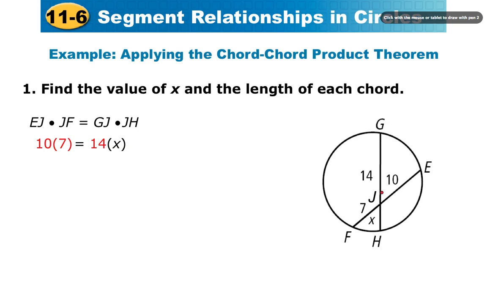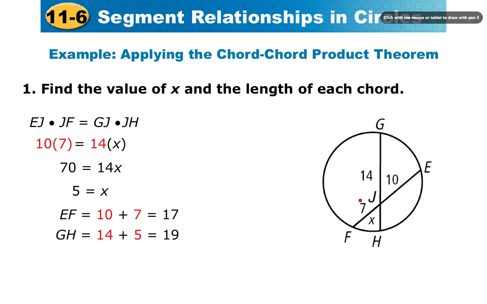14 times x. And at this point, you just go through the algebra, divide both sides by 14, you end up with x equals 5. We don't stop here, we still need to find the length of each chord. So then, we don't need x for EF, we know that is equal just to 10 plus 7 from the original problem, 17. And for GH, we do need to use x, and we get 19.